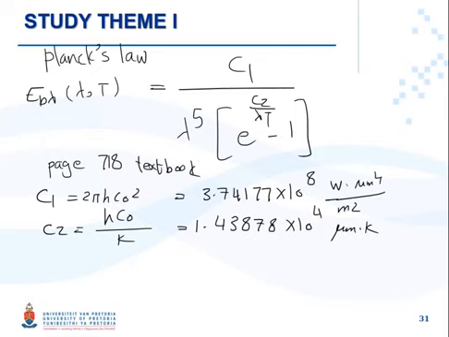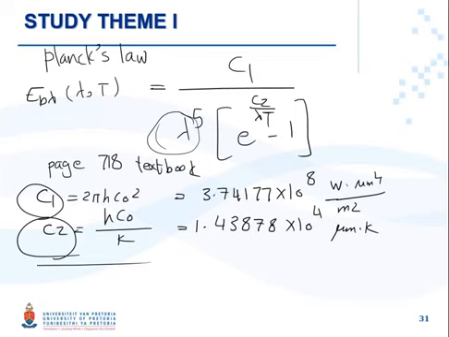Now we have C1, now we have C2. Here we need to put the lambda max. Why? Because it's asking to find the spectral emissive power associated with lambda max. Okay, we have the temperature here, no problem. We have C1, we have C2. The only thing that we need is finding lambda max and putting it into this equation. Lambda max, how can we find it? From Wien's displacement law.